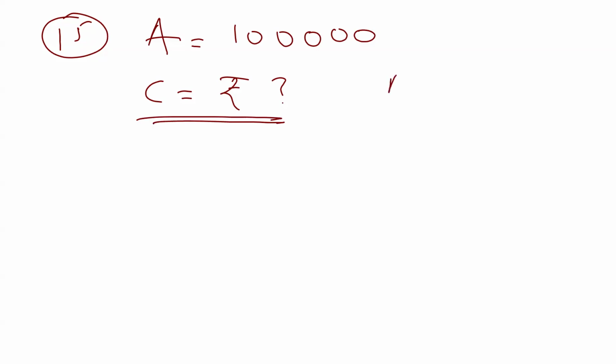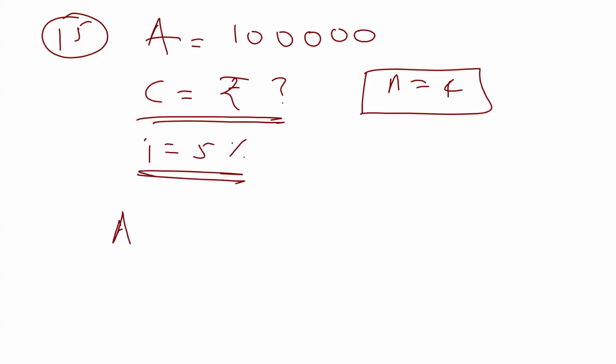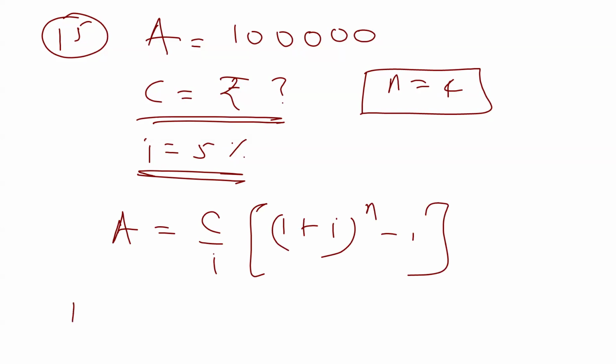N is equal to 4 installments, which is 4 years. I is equal to 5%, 5% per annum. So A is equal to C by I, 1 plus I raised to N minus 1. This kind of problem we have also done in the exercise. I'll just put these values and show you. I'll not be solving the entire problem because a similar problem we have done in our exercise.